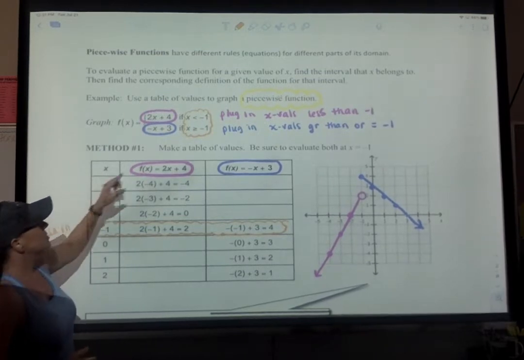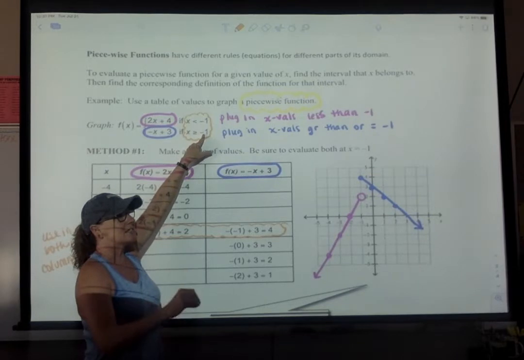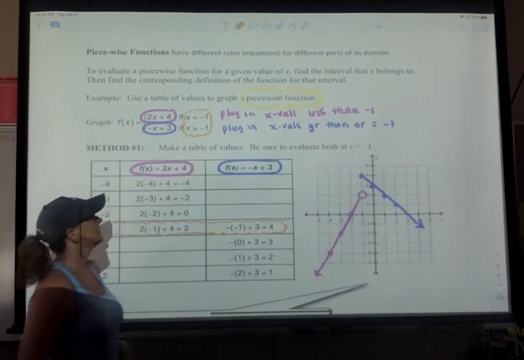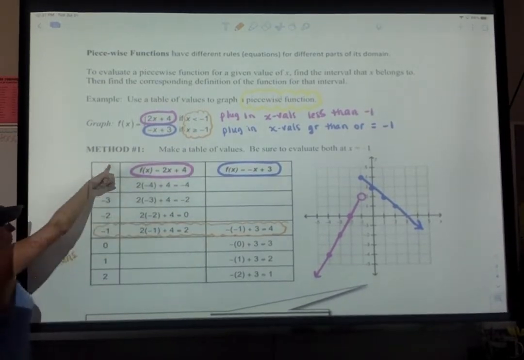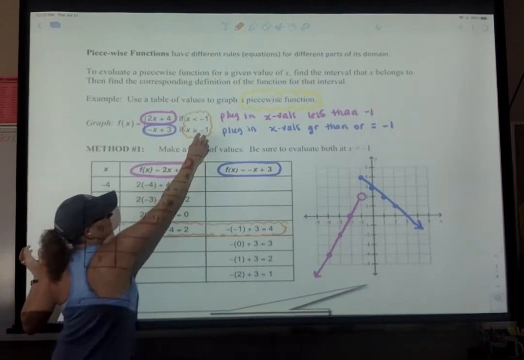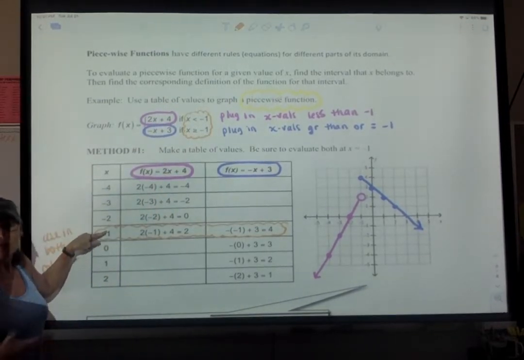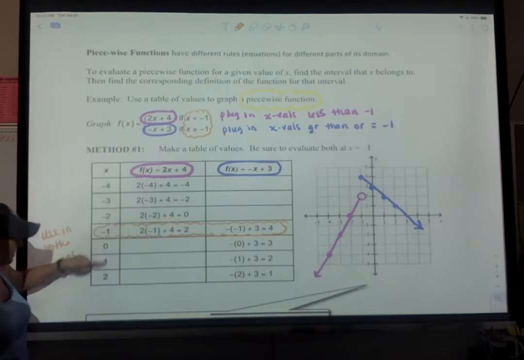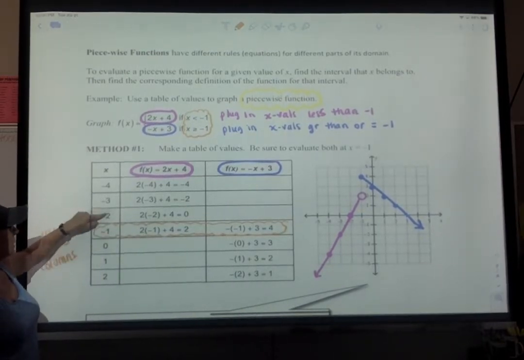And so what I'm going to do, this number right here, negative 1, is the place where my pieces switch. So in my XY table, I want to put negative 1 in my X column, like in the middle of my table. Put that in the middle. And then get some numbers above negative 1, and get some numbers right below it.